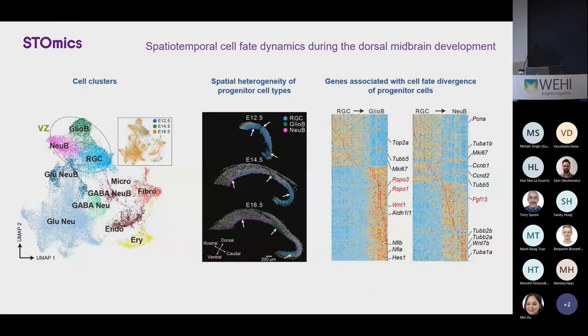Next. And then we also explored cell fate dynamics.